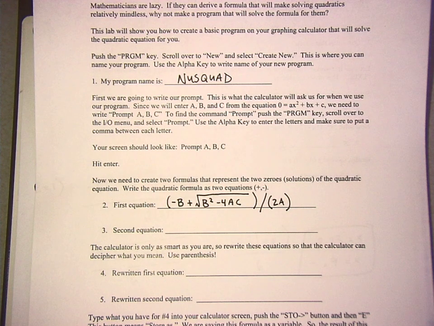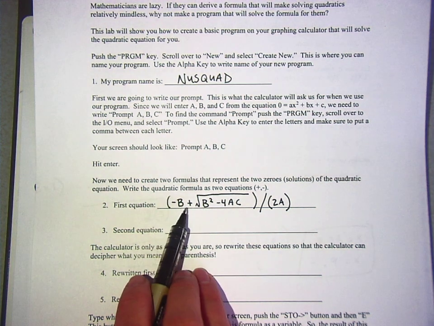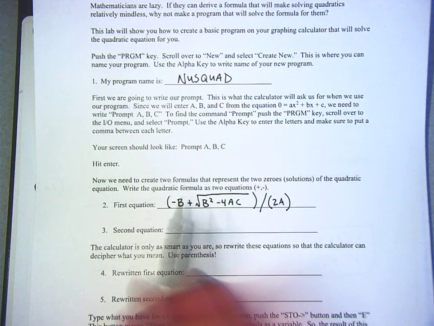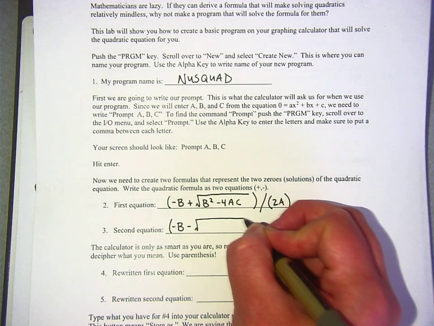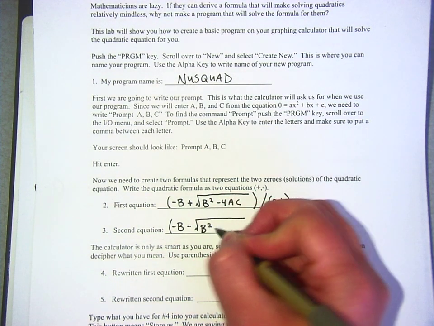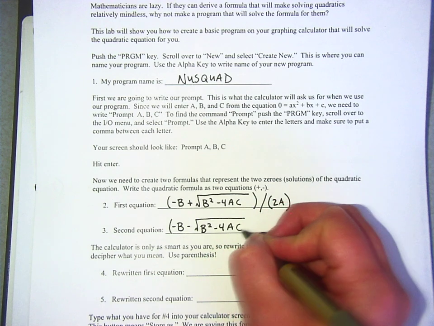Do you guys see how this is the quadratic formula, but I just don't have the plus or minus there, I only have the plus? Yeah. And the second equation is going to be exactly the same, except there's a minus.